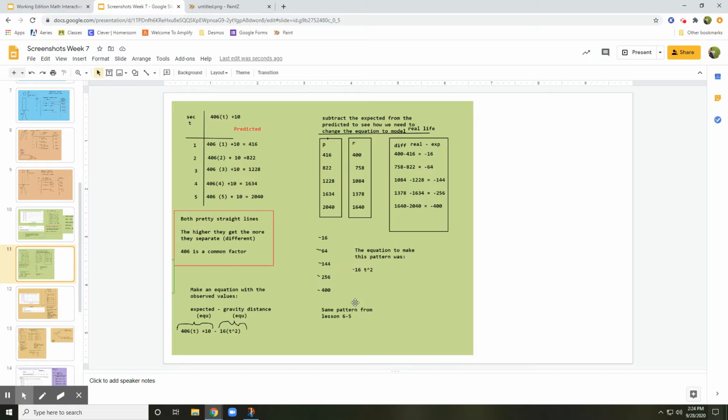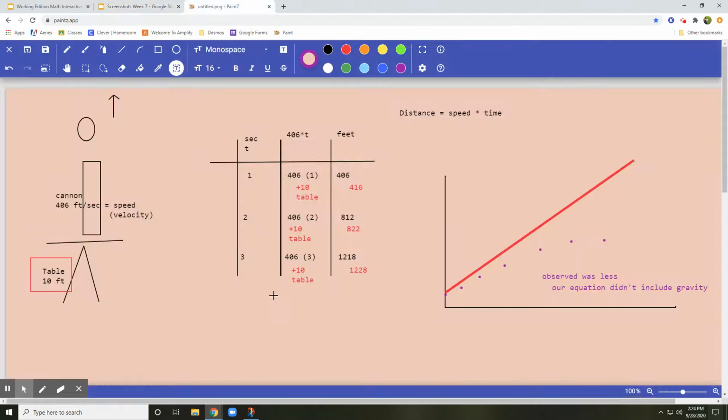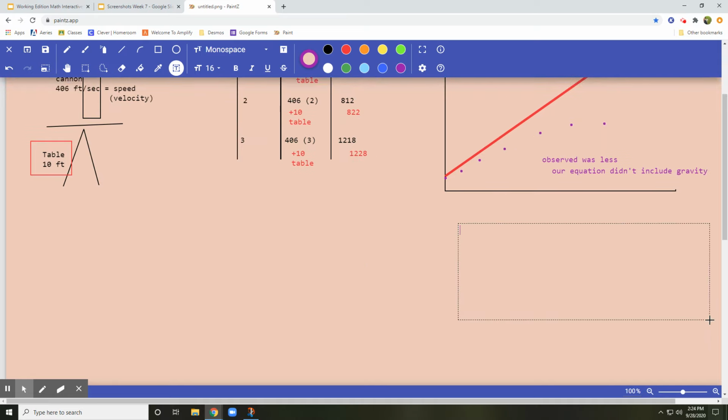This pattern was the same as when we were dropping a ball off of the building, right? This was acceleration due to gravity. So we found that the observed, I'm writing in purple still, the observed was created by the expected minus the effect of gravity, right?